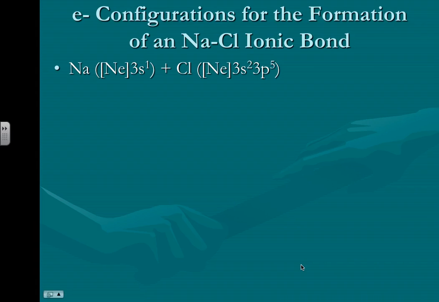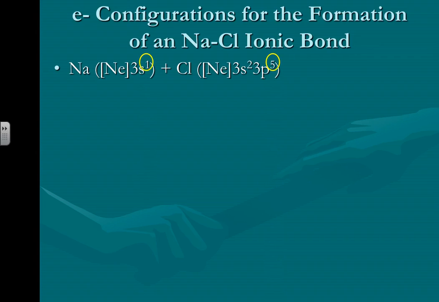Okay, so next, in looking at forming ionic bonds, we'll take a closer look at electron configurations, because the electron configurations also explain why certain things form certain ionic bonds. So you can see what I have on the screen right now is the electron configuration. It's the noble gas configuration, or I'm sorry, noble gas core configuration for sodium and chlorine.